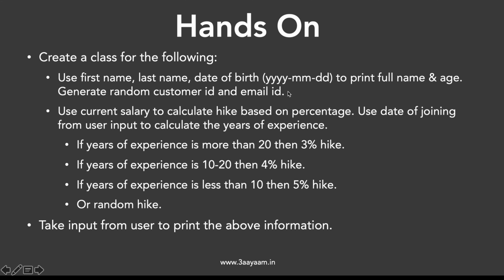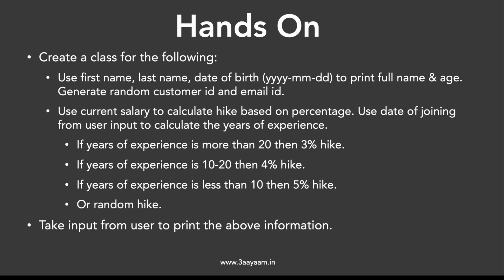So it seems like it is an onboarding application, the first one, and as part of this onboarding application, any customer would give the first name and last name, and provide the date of birth, and based on the first name and last name, the full name and age would be printed. And not only that, the customer's email ID would also be generated, and the customer would be given a random customer ID. And this is the first problem statement for the first application.